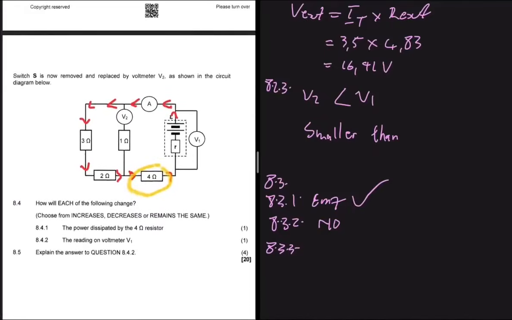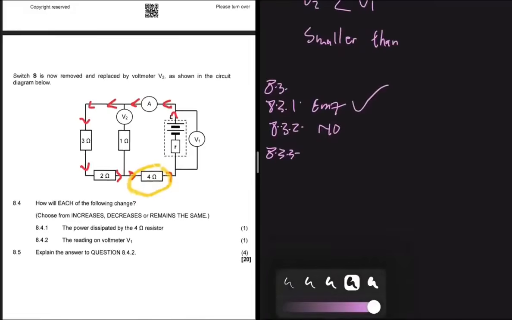Yeah, let's move to 8.4. So 8.4, there's already some lines there. So we have 8.4. Let me just erase those.